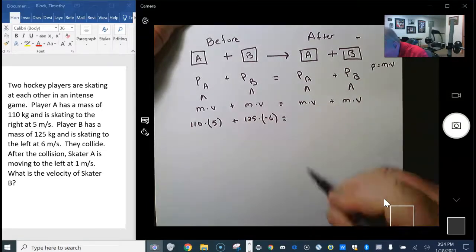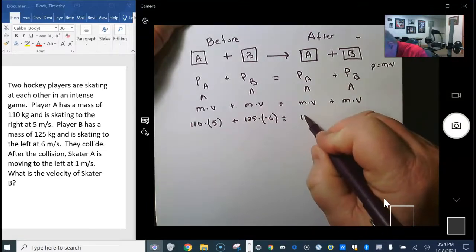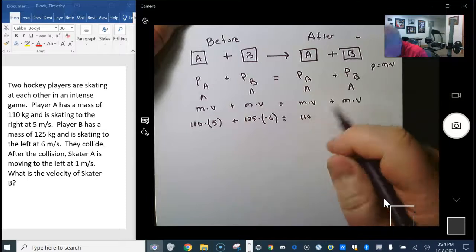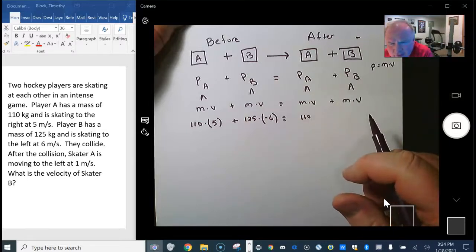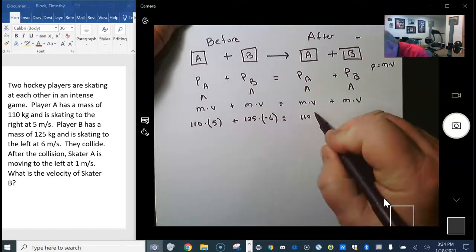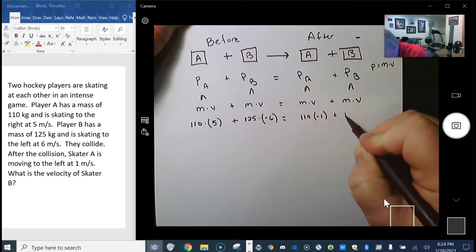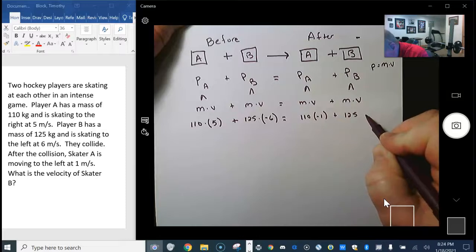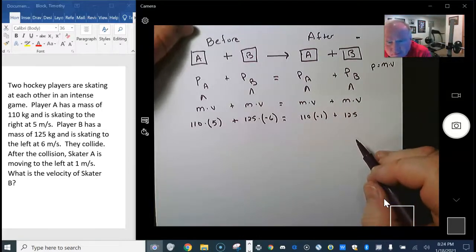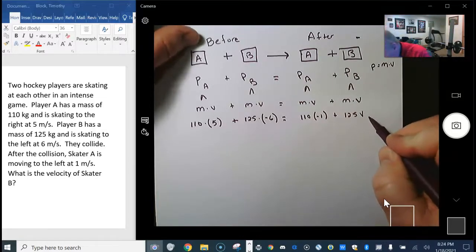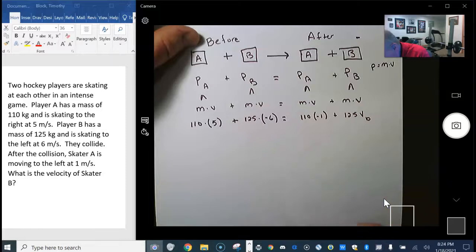Keep our equal there. Player A's mass, again, 110. And they tell us that after they collide, player A is moving to the left at 1. So we'll put in negative 1 here. Okay, player B still has the same mass, and they've asked us to solve for the velocity of skater B. So we'll change that V to V of B.